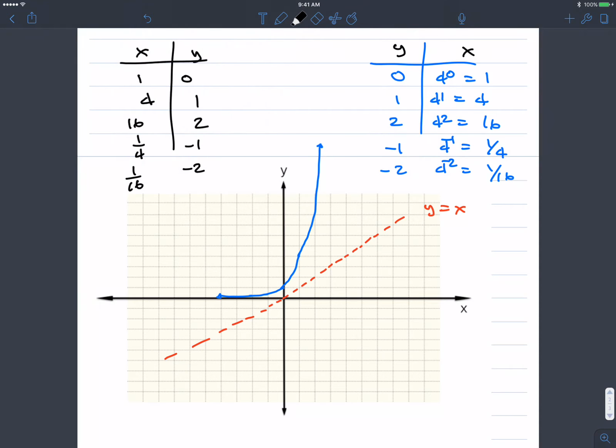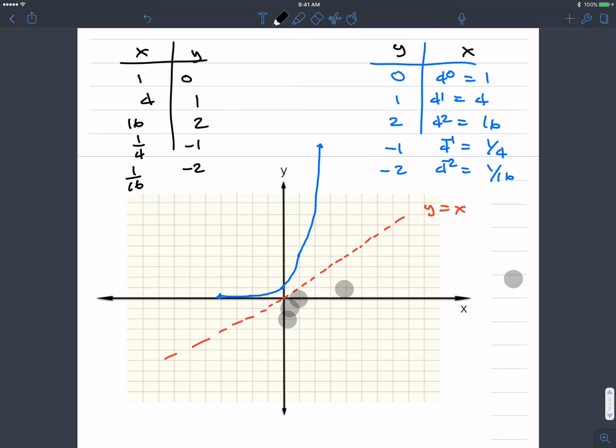All right, (1, 0) would be here. (4, 1), (1, 2), (3, 4), (1) would be up here. And then (16, 2) would probably be way out here. And then similarly (1/4, -1), so it looks like it'll be here. And then (1/16, -2) would be over here.